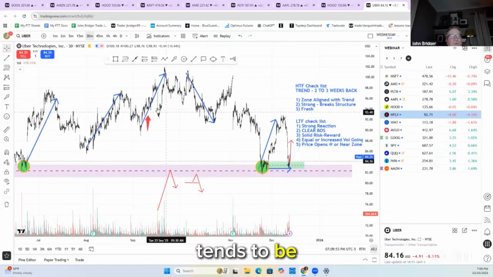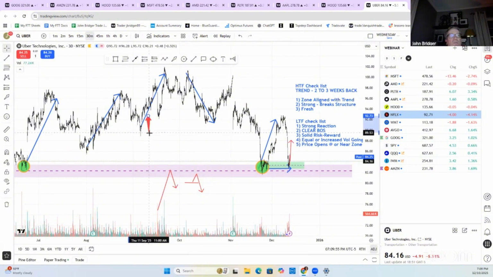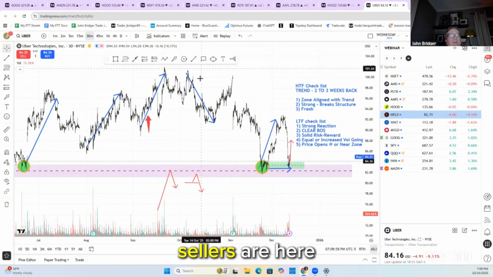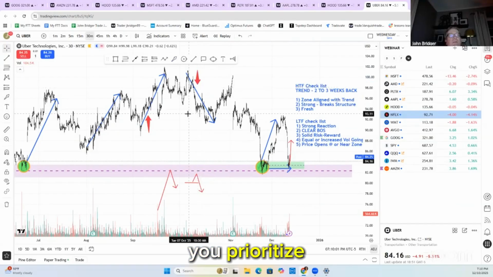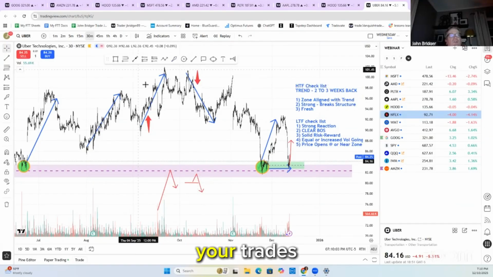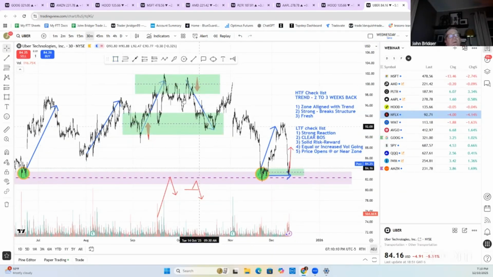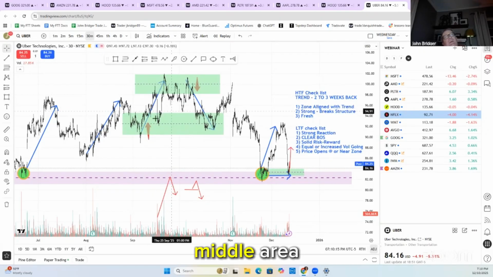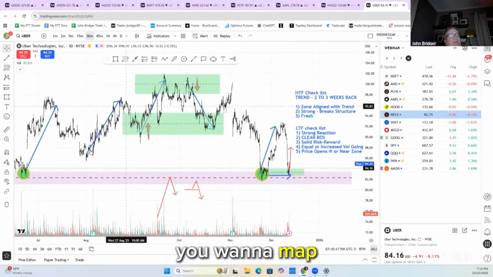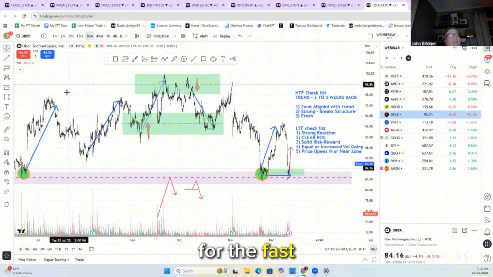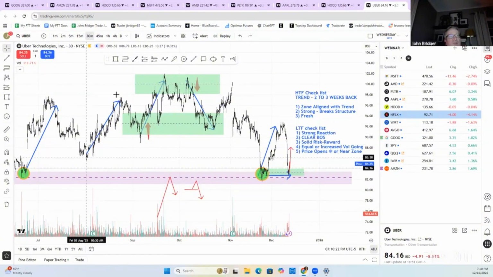This and here tends to be more chop, right? But buyers are here, sellers are here. And so it kind of helps you prioritize. If you can focus your trades in these areas, you're going to be a lot more successful. The problem is we're always trying to find a trade that may not always be there, so we're trading in the middle area. So the reason you want to map these is they're your opportunities for the fast moves, where these runs start and stop.